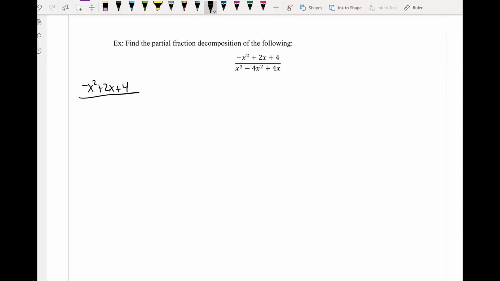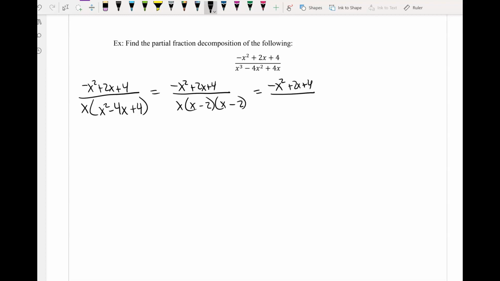And on the bottom, it looks like I can take out an x. And we're left with x squared minus 4x plus 4. All right. And now on the bottom, it seems that I can go ahead and just factor a little bit more. So here, it seems like you're going to have x and x and a 2 and a 2. And I think they both should be minus. And you can see that these two guys are repeated. They're the same ones. So you got negative x squared plus 2x plus 4 divided by x and then x minus 2 squared.